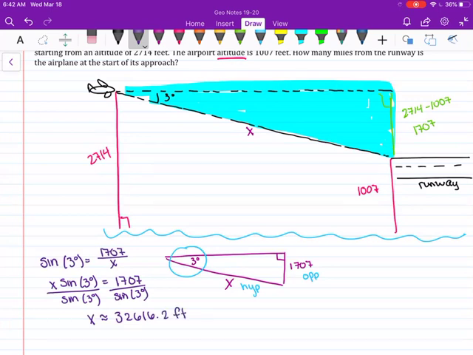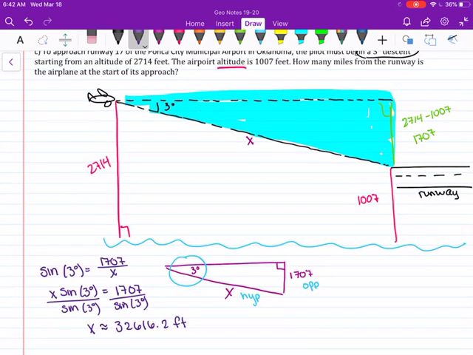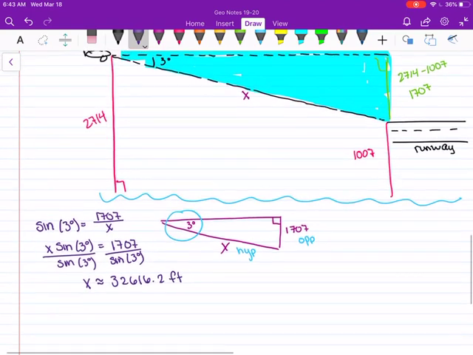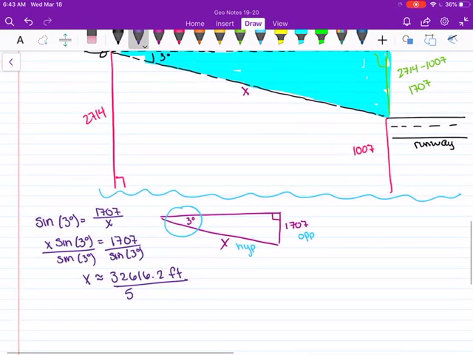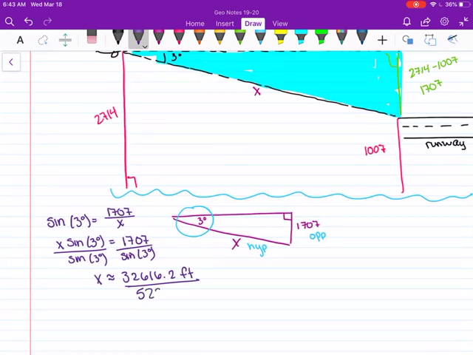32,616.2 feet. But if I look up here, the question did ask how many miles. Ooh, I like that pin. That's a cool pin. So if I think about how many miles that is, I know there are 5,280 feet in a mile. So I'm going to divide my answer by 5,280 feet, and I'm going to get 6.18 miles.